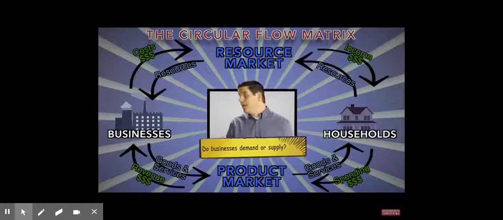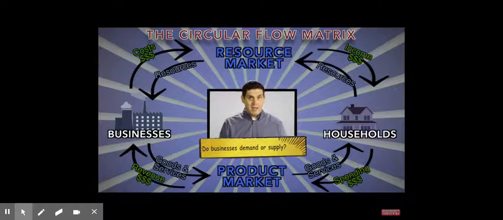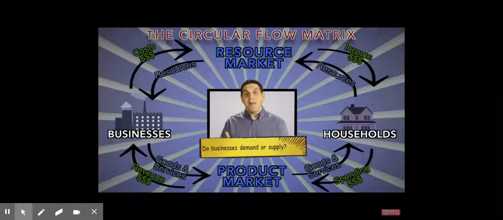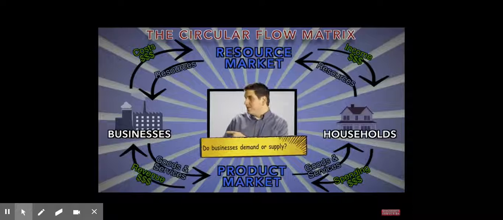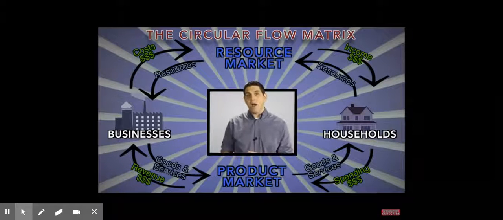Okay, next question. Do businesses demand or supply? The answer is both. They demand in the resource market, but they supply in the product market. Households, on the other hand, demand in the product market, and they supply in the resource market. So both businesses and households are supplying and demanding. So far, this model is showing the private sector with just households and businesses.